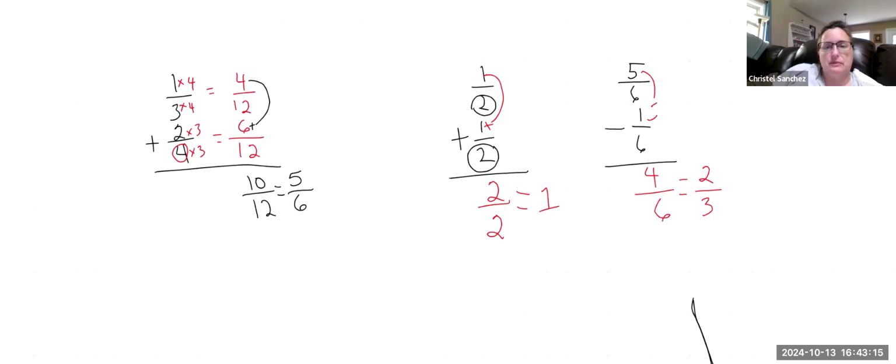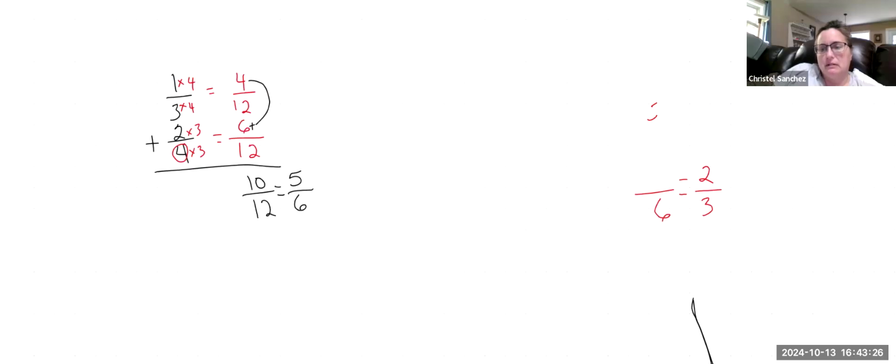All right, let's do another one, okay? Let's do a subtraction. The subtraction is going to be the same thing; the only difference is that you're going to be subtracting. So let's say we have 4/5 minus 1/2.